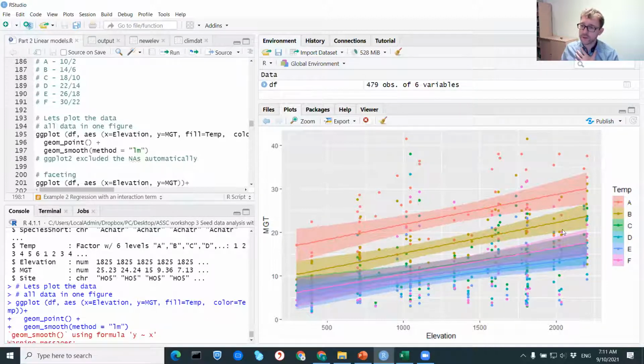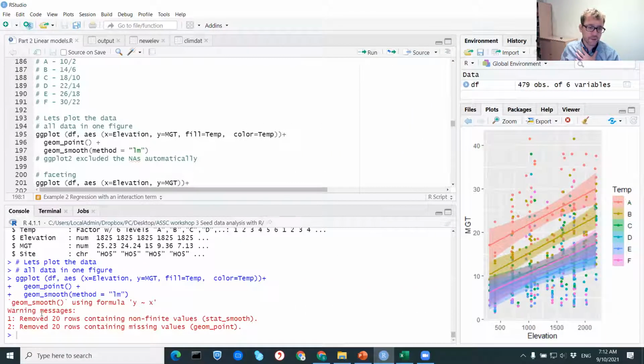And I can see that there are some differences. I can see that at temperature A, which is 10.2, the lowest temperature in my experimental design, in general, seeds cultivated and incubated at this temperature will take longer, right? Because the intercept is higher.